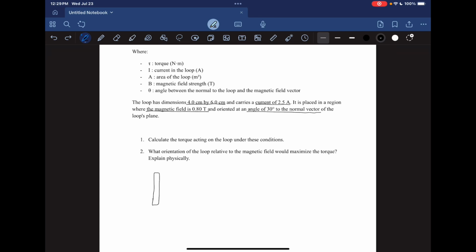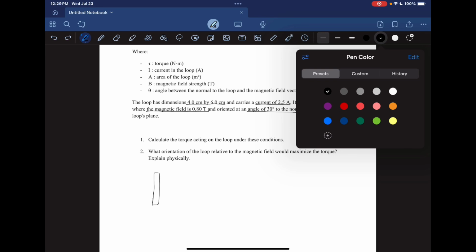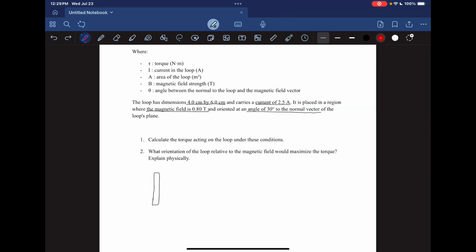And then it has a magnetic field. I'm going to draw that in red, oriented at an angle of 30 degrees to the normal vector of the loop's plane. So the normal vector of the plane is always just at a 90-degree perpendicular angle. So if it's 30 degrees to that plane, that means it's right here. And then this is our theta, which is 30 degrees. And so the magnetic field passes through this loop at all points, and the vectors are always at 30 degrees to the normal. Okay, so now we can see it, and it is a little more easy to understand.